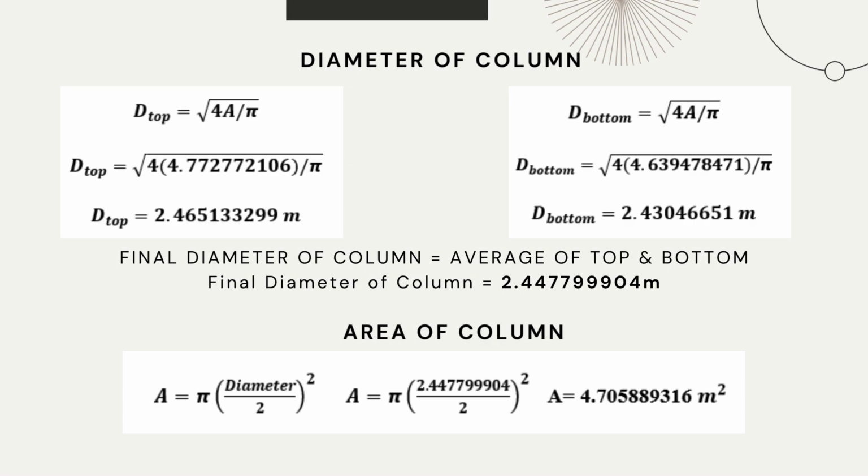And for the area of the column, we use the formula of pi times the diameter divided by 2, all squared, and obtain a value of 4.71 square meters.